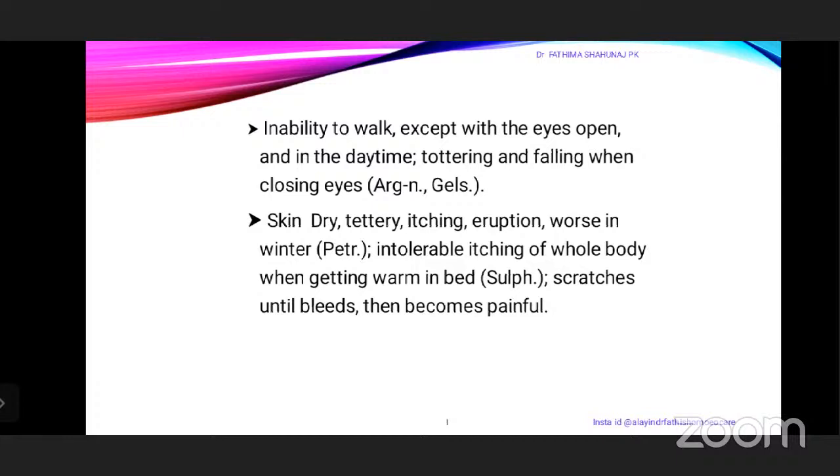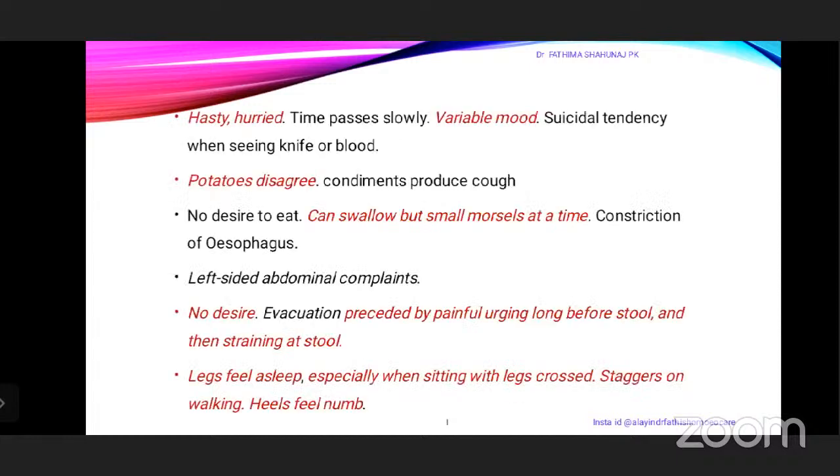And then intolerable itching of whole body when getting warm in bed is again combined with sulfur. And scratches until bleed and then became painful. So similar symptoms is noted, and there will be a burning pain seen in sulfur. Then few symptoms: hasty, hurry, time passes slowly, variable mood, suicidal tendency when seeing knife or blood, potato disagrees, condiments produce cough. Then no desire to eat, can't swallow but small morsel at a time. Constriction of esophagus, left-sided abdominal complaints, no desire, evacuation preceded by painful urging long before stool and then straining at stool. Legs feel asleep, especially when sitting with leg crossed, start on walking and heels feel numb.